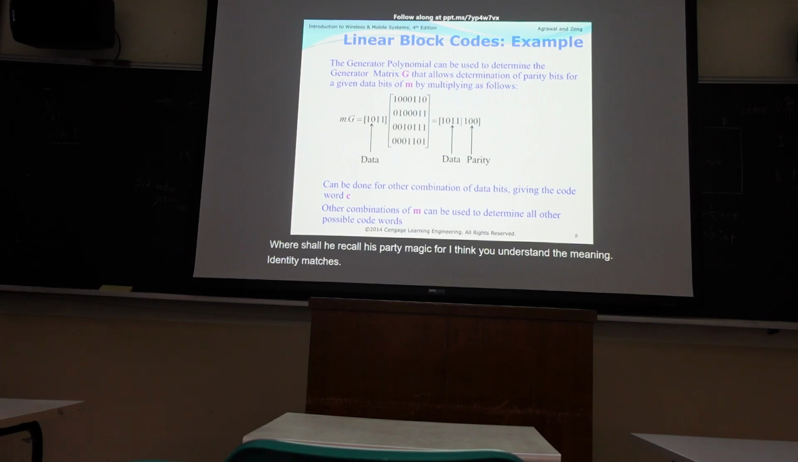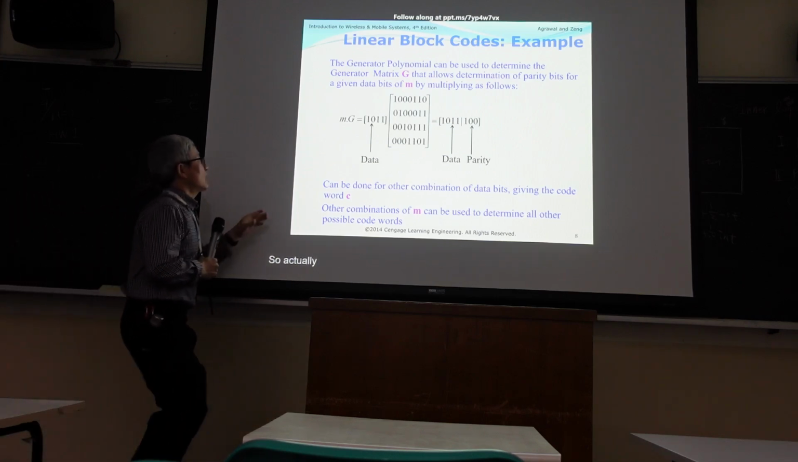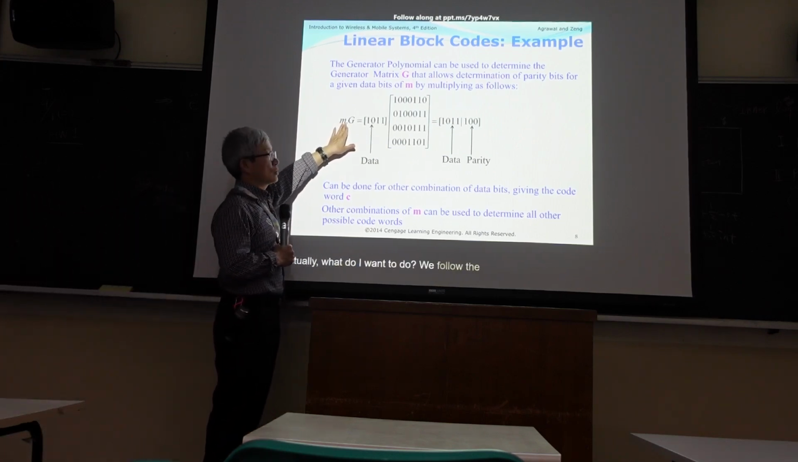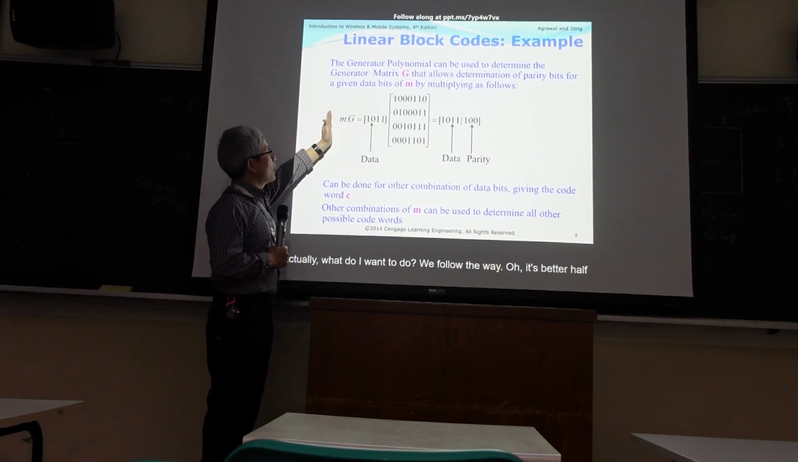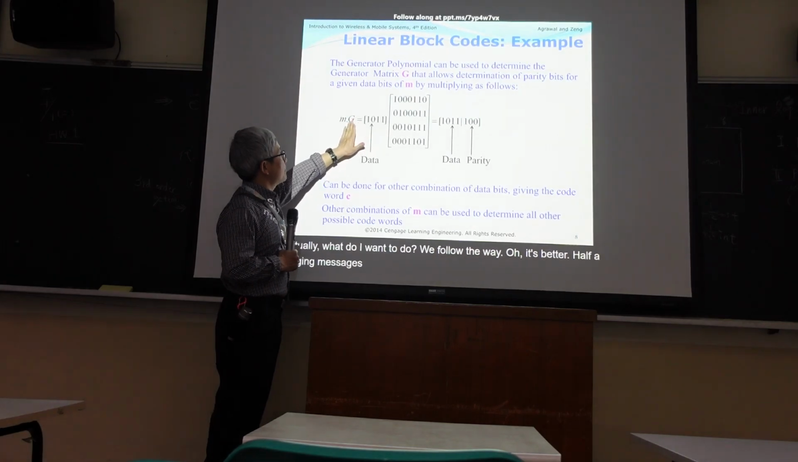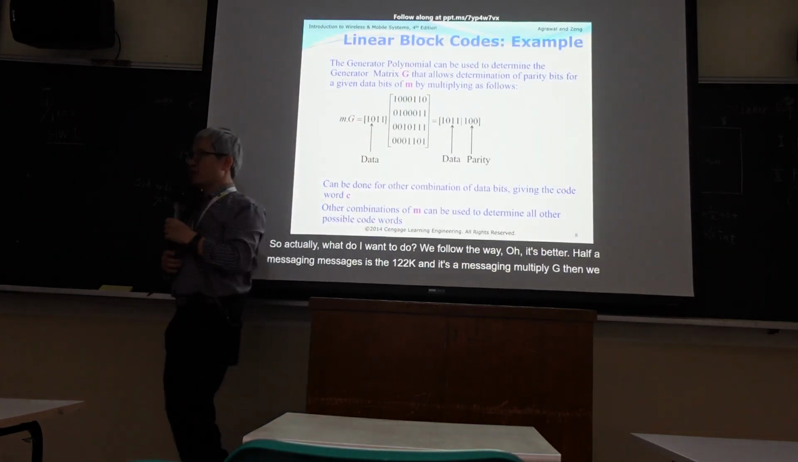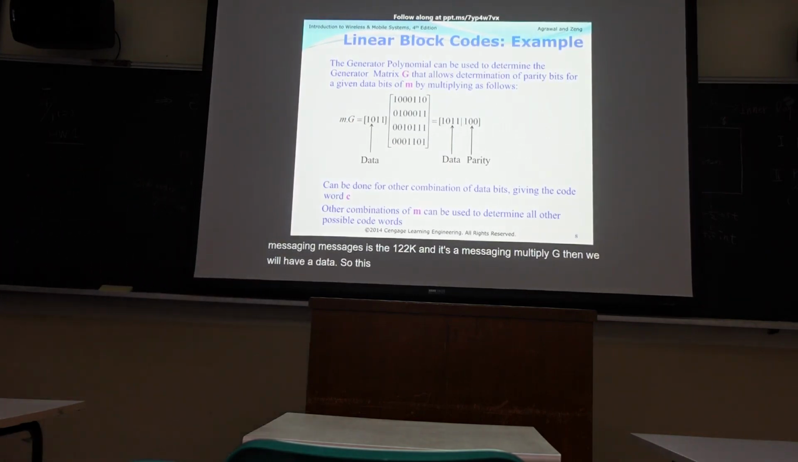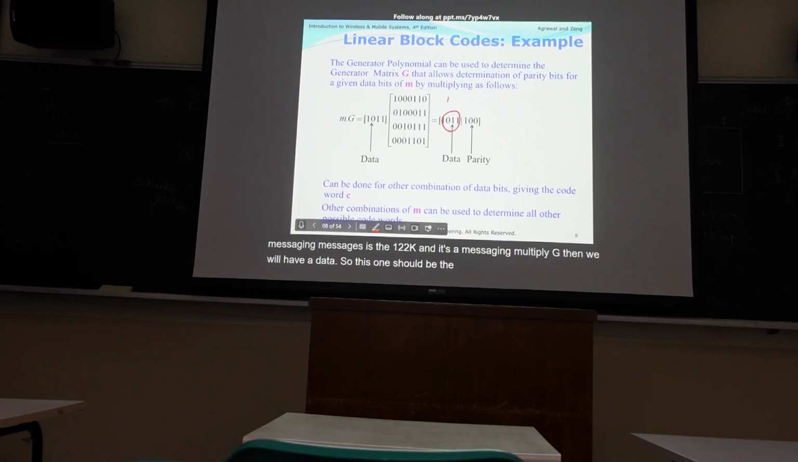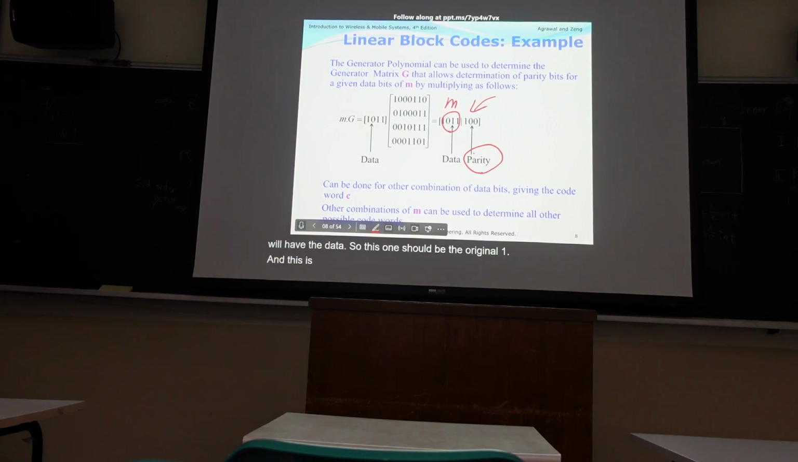So actually, what we want to do is follow this way. We have a message, the message is 1 to K, and the message multiplied by G, then we will have the data. So this one should be the original one, and this is the parity.